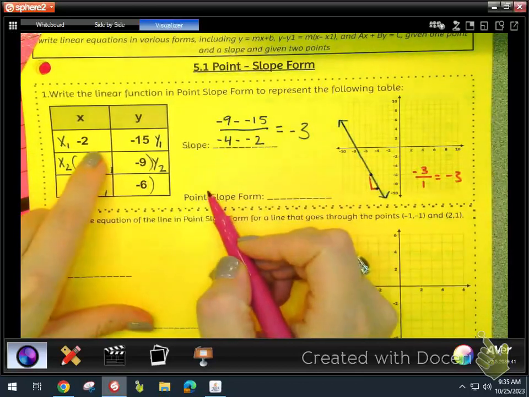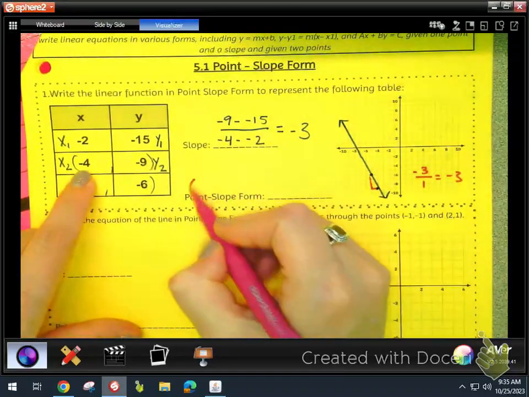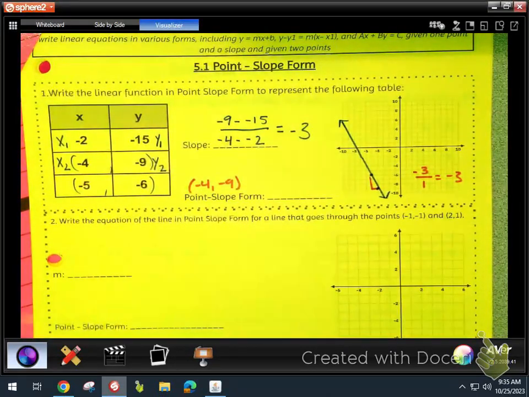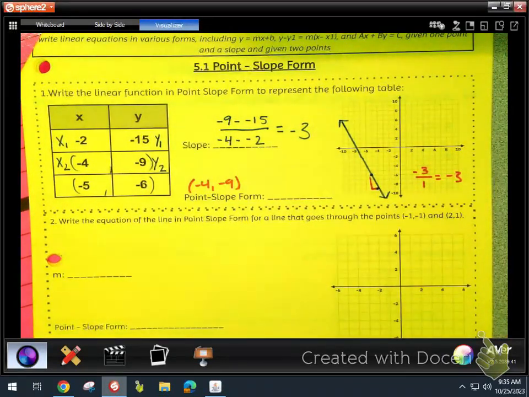Okay? All right, what point do you want to use for our point slope form? -15? What point? The whole point. -4, -9? So I just ask you, could you use any other point in that table? Yes. So just write which one you're using, and you only have to write it one time. So this is the last one we're going to do together.